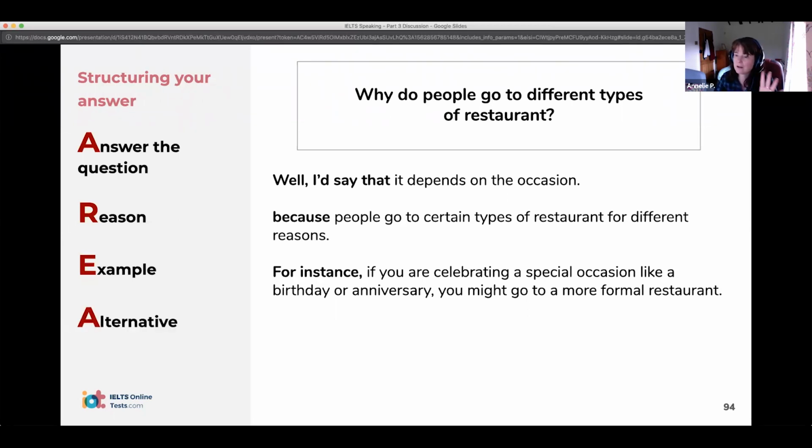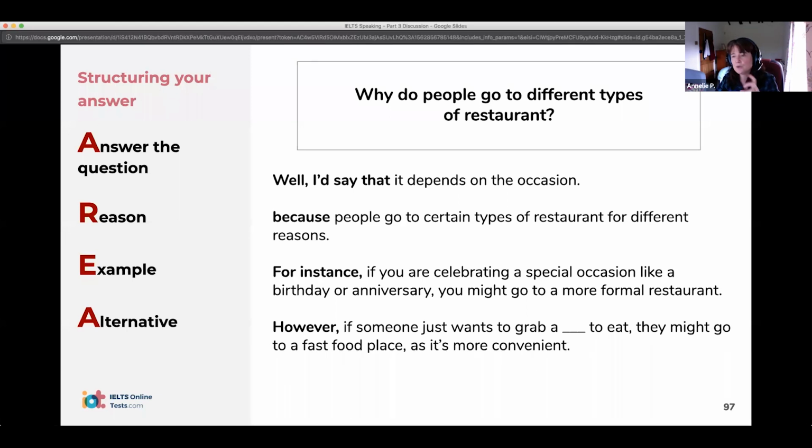Then we can think about another way of looking at this, which gives you a bit more to say. So how could we introduce our contrast of opinion? With just one word in this case. Again, on the other hand, however, something like that. If someone just wants to, got a nice little idiomatic expression here, grab a bite to eat. I like that. Grab a bite to eat. Yes, very good. So a quick snack, something very small, more convenient to go to a fast food place.